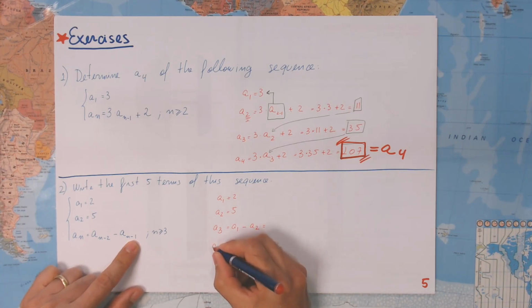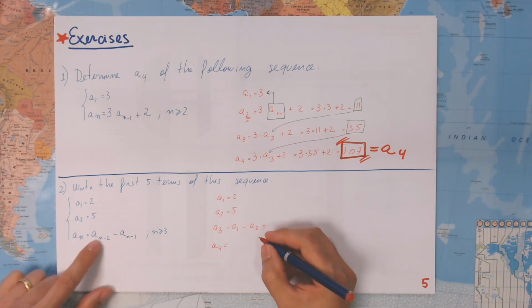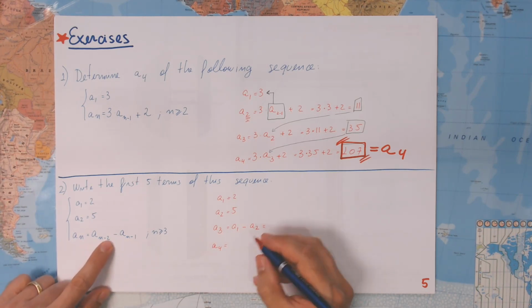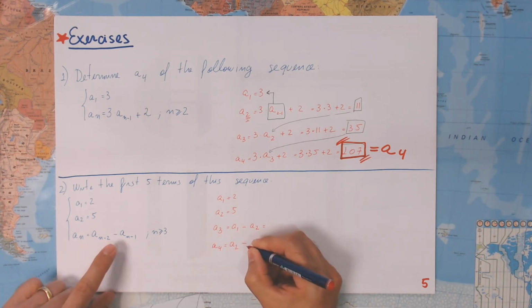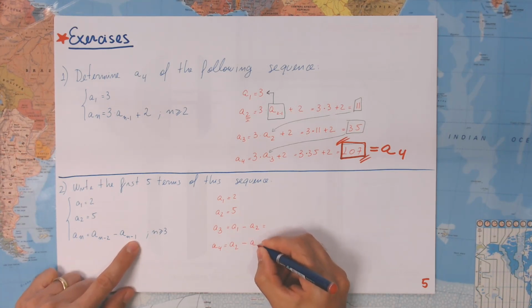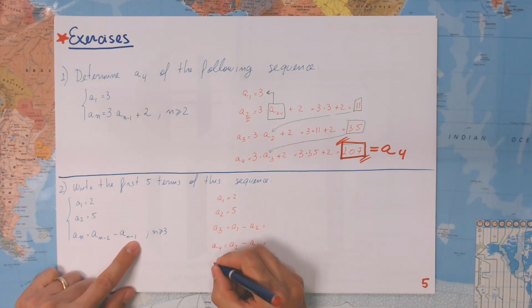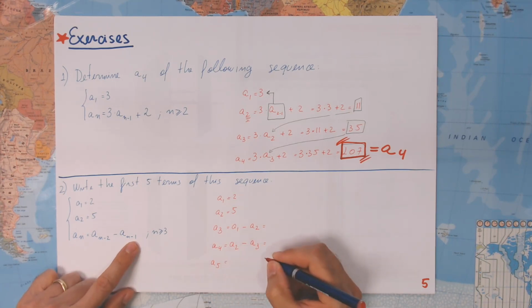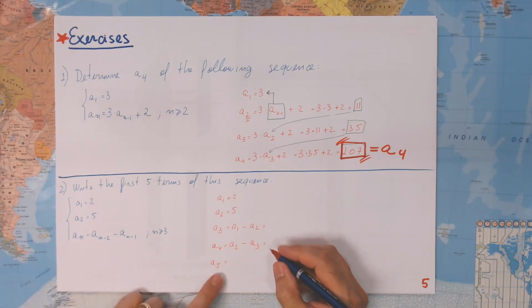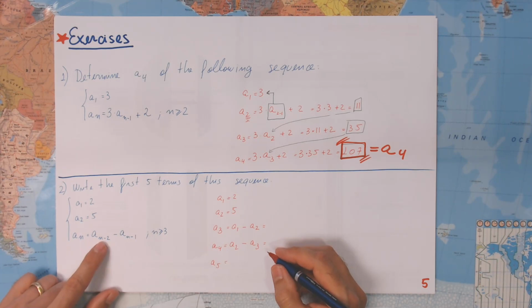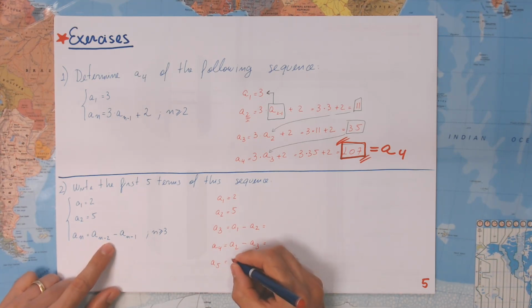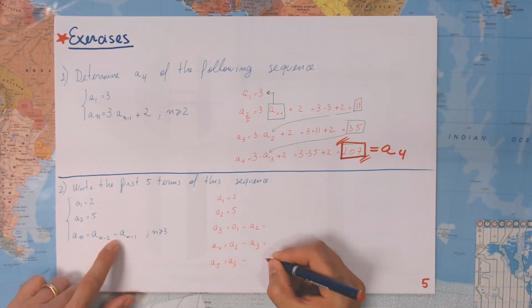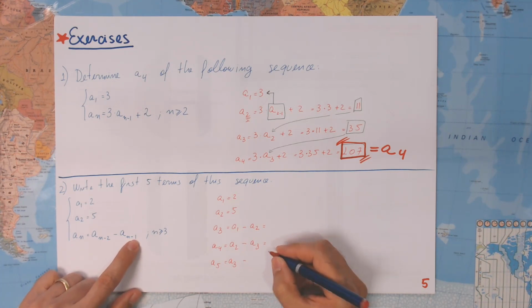Now let's do everything. A4, n equals 4. 4 minus 2, 2. 4 minus 1, 3. And a5. What is it going to be? n equals 5, right? It's 5 in here. So 5 minus 2, 3. 5 minus 1, 4.